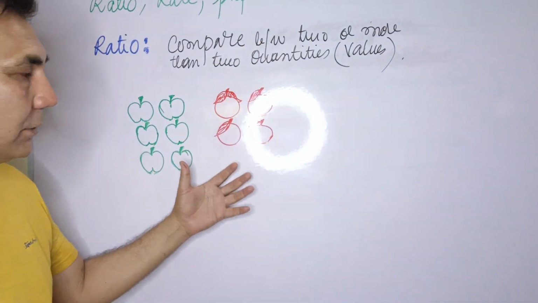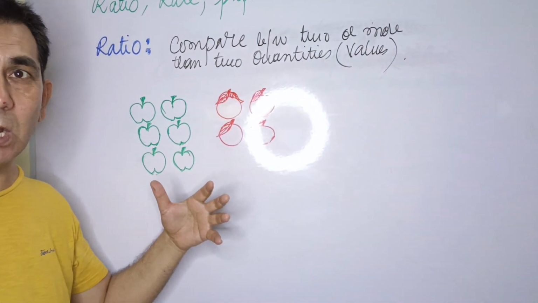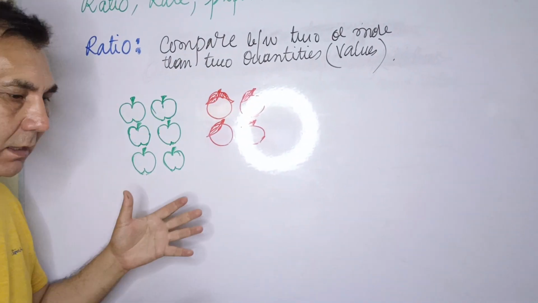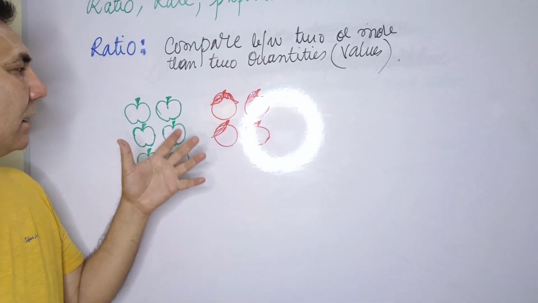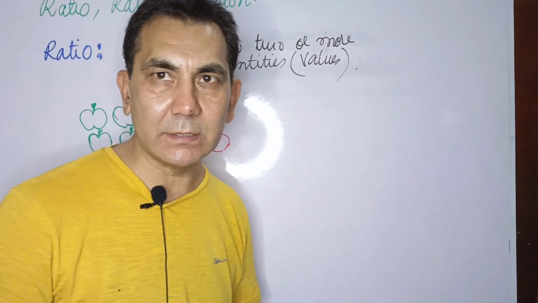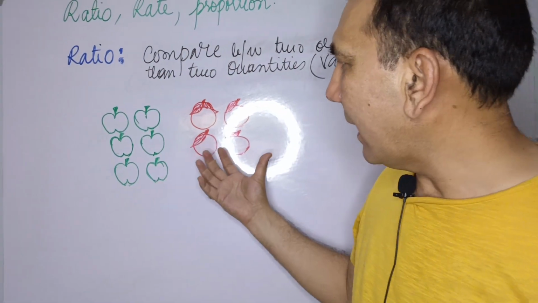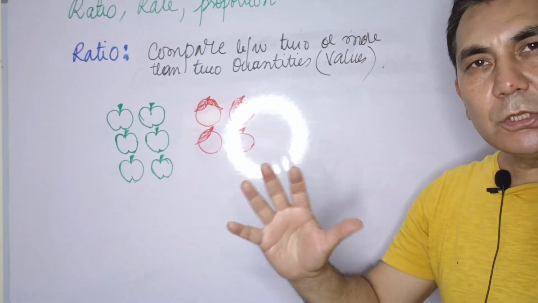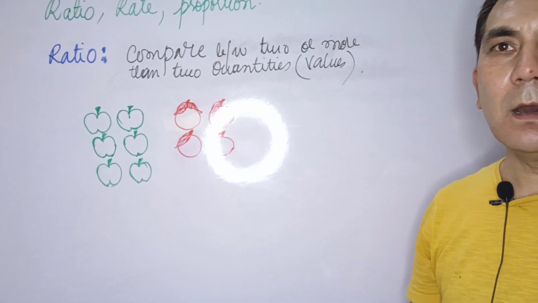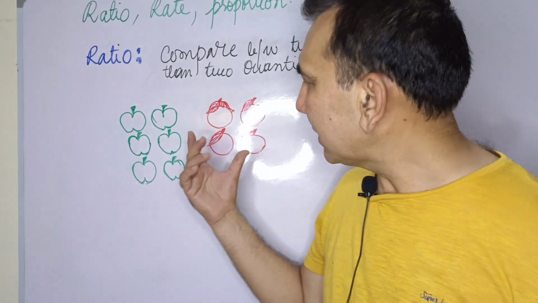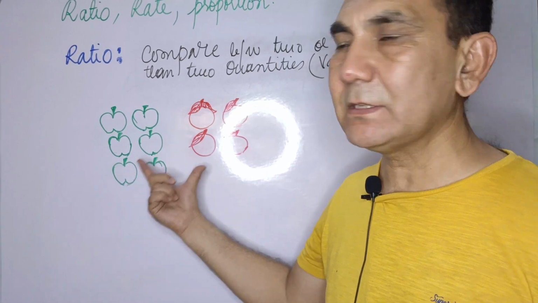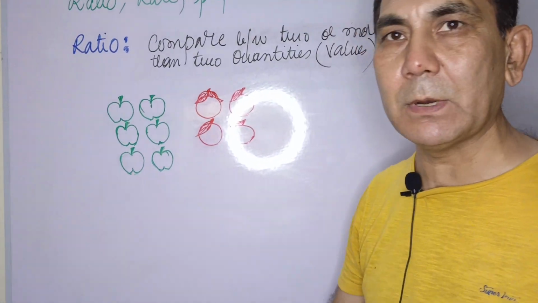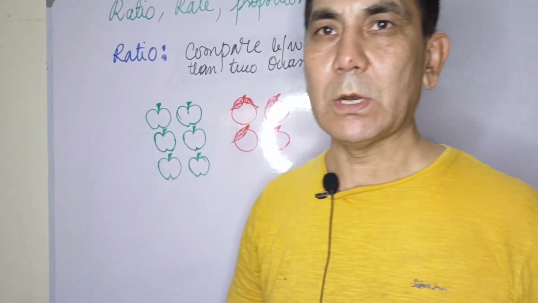Okay, let's clear our concept about the ratio with an example. Suppose in a basket there are some fruits, 6 apples and 4 oranges. Now the total number of fruits is 10. How many apples are there? 6. And how many oranges? 4. The 4 oranges and 6 apples are in the fruit basket.